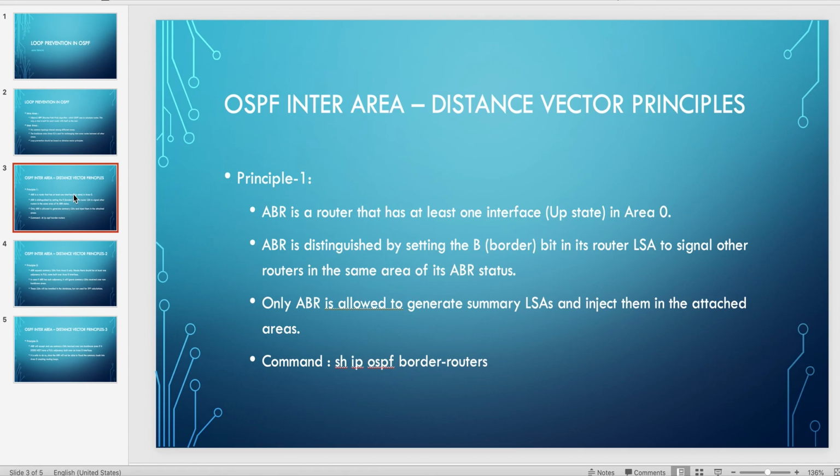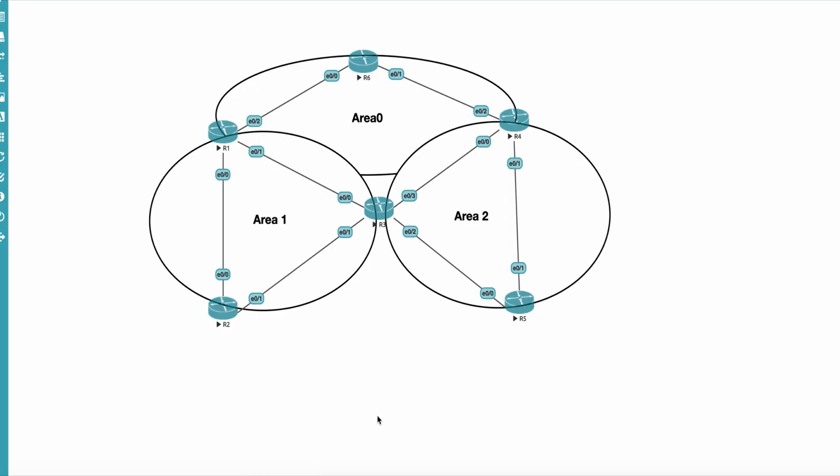Let's get started. As per the first principle, an ABR is a router that has at least one interface in area 0. So let's see in the lab how it works. Here you can see routers R1, R2 and R3. They are in area 1. Routers R3, R4 and R5 are in area 2. R1, R4 and R6 are in area 0.